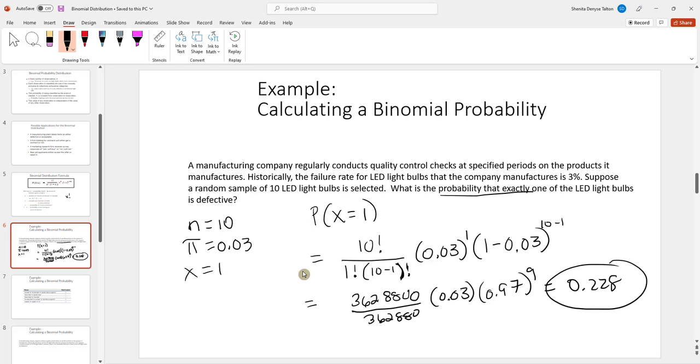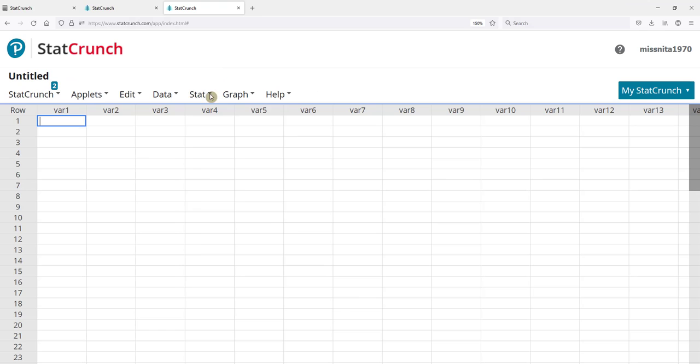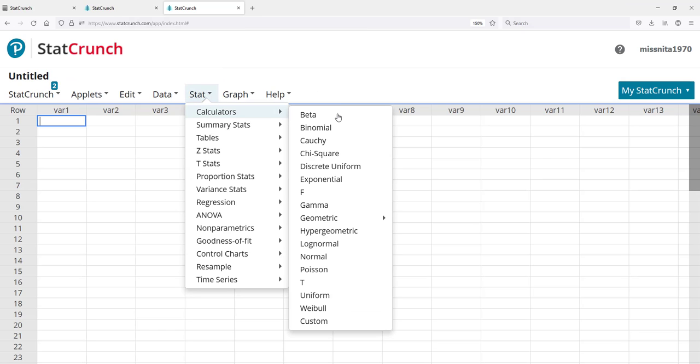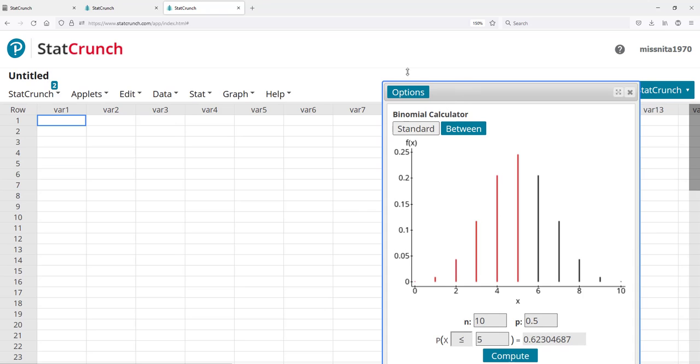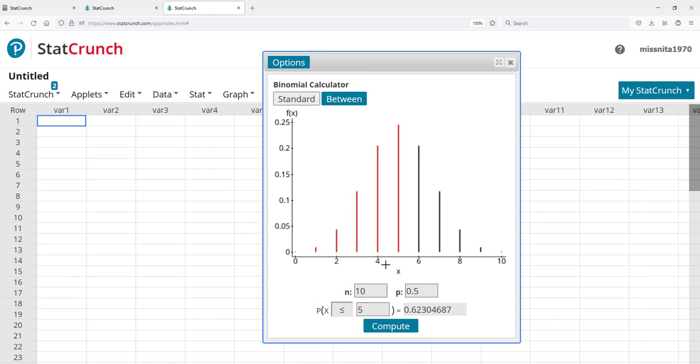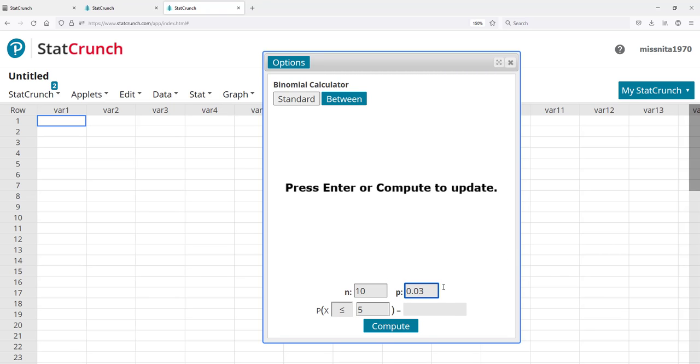All right, so like I said, that's simple to do. Let's look at it on StatCrunch. So to do this in StatCrunch, you go to Stat, Calculators, and then Binomial. Here you have to type in your n and your p. It doesn't have that little pi symbol, so just remember that p means probability. Our n is 10, and our probability is 0.03.